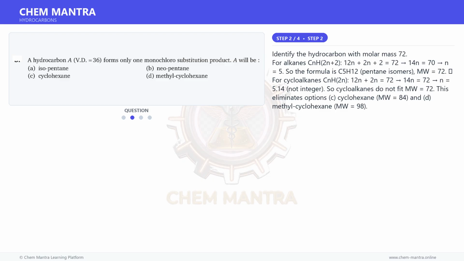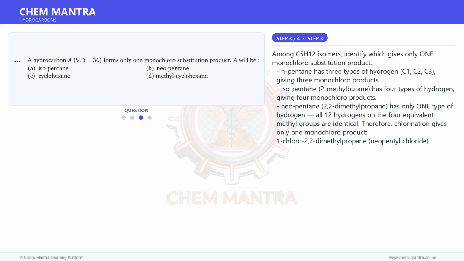For cycloalkanes, CnH2n: 12n plus 2n is equal to 72, so 14n is equal to 72 and n is equal to 5.14, not an integer. So cycloalkanes do not fit molar mass equal to 72. This eliminates options C, cyclohexane, molar mass is equal to 84, and D, methylcyclohexane, molar mass is equal to 98. Moving on to the next step.